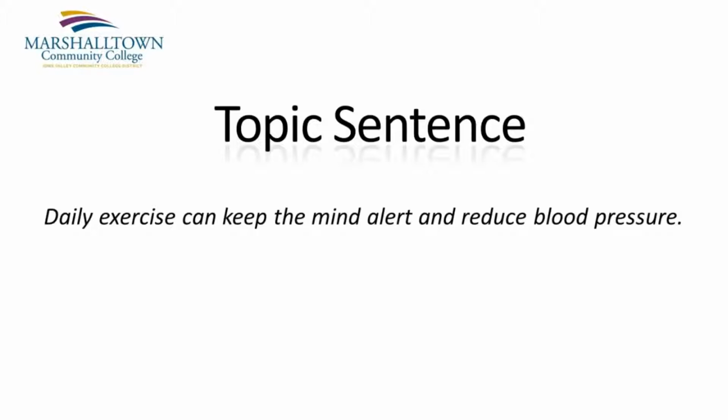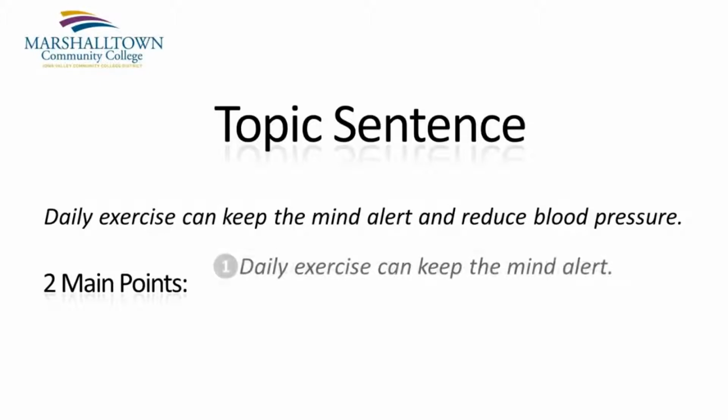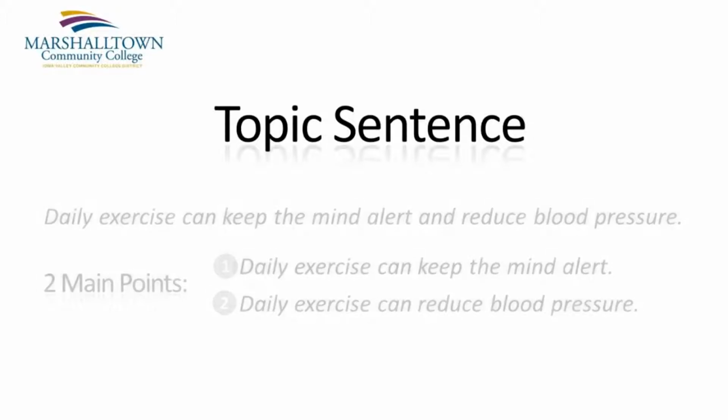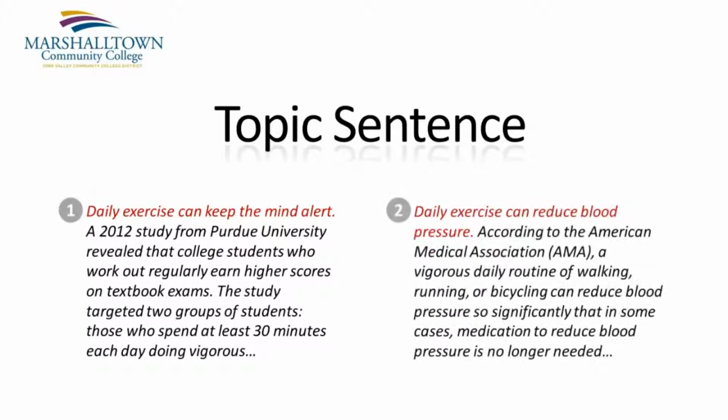Here's an example of a topic sentence that a student might write. Daily exercise can keep the mind alert and reduce blood pressure. Now, this example is fine in regard to grammar and construction, but if you notice, the student has combined two main points in the same sentence. Daily exercise can keep the mind alert, and daily exercise can reduce blood pressure. The student would be better off to use these sentences in two different paragraphs.